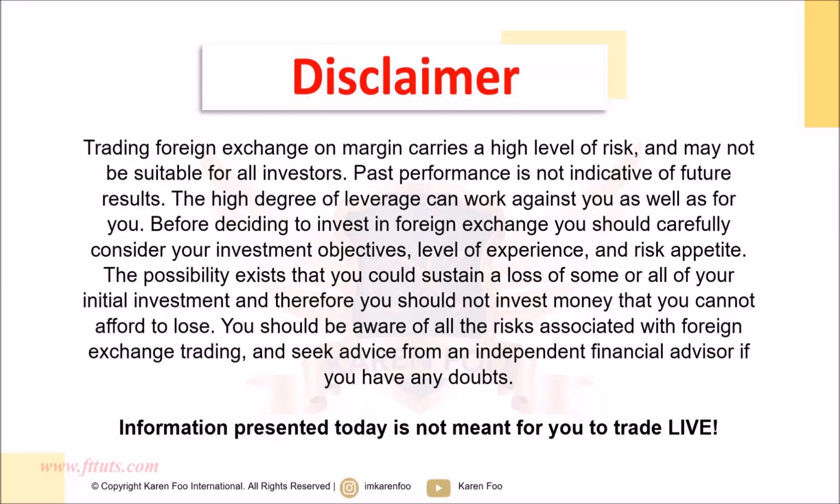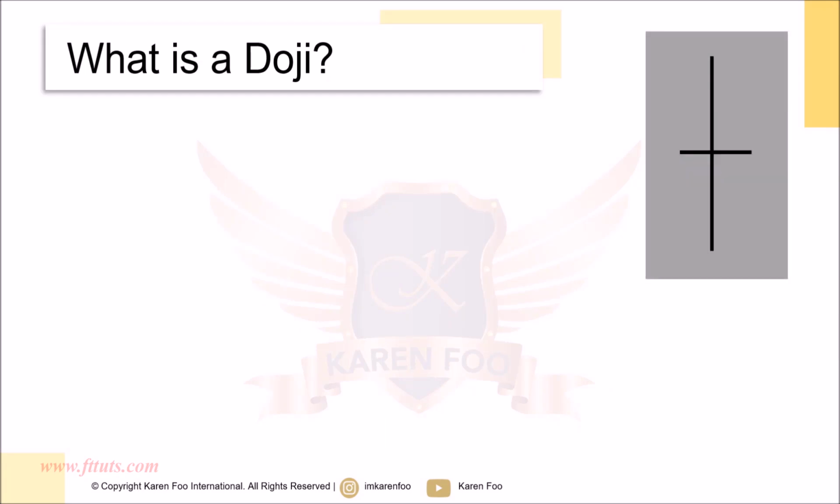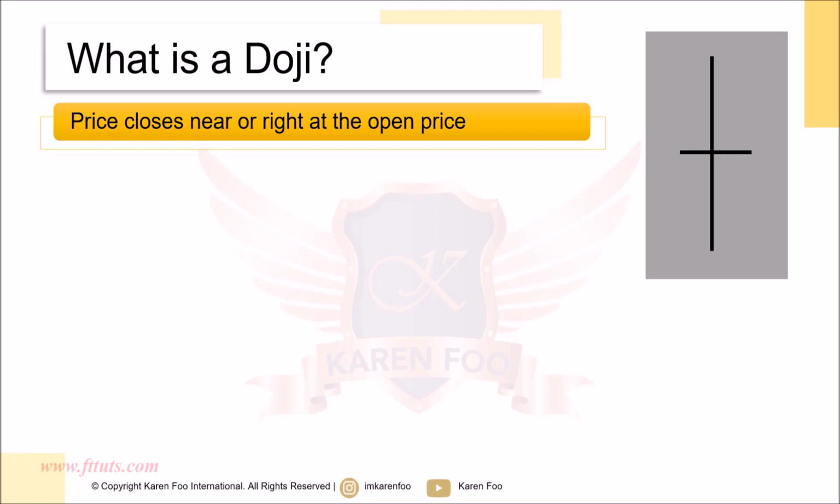Basically, what is a Doji? Now, Doji is a candlestick pattern that looks like this. So you have an opening and closing price at the same level. The upper wick and lower wick have to be the same length. Ideally, the price closes near or right at the open price.